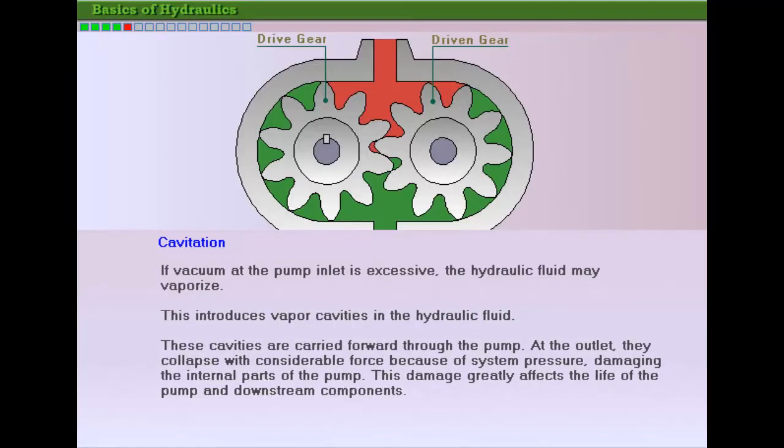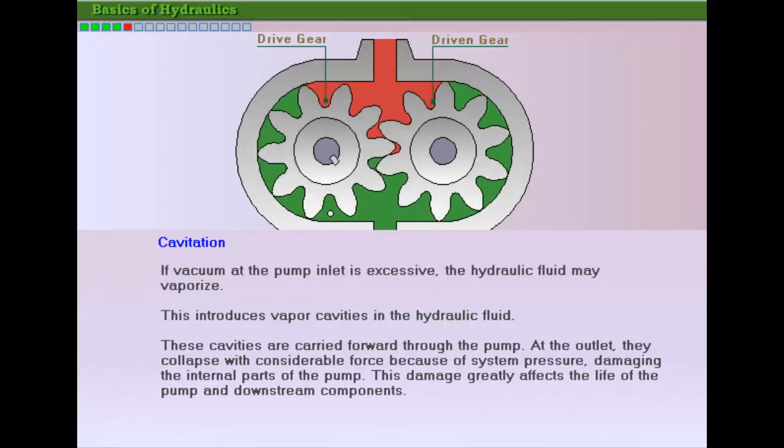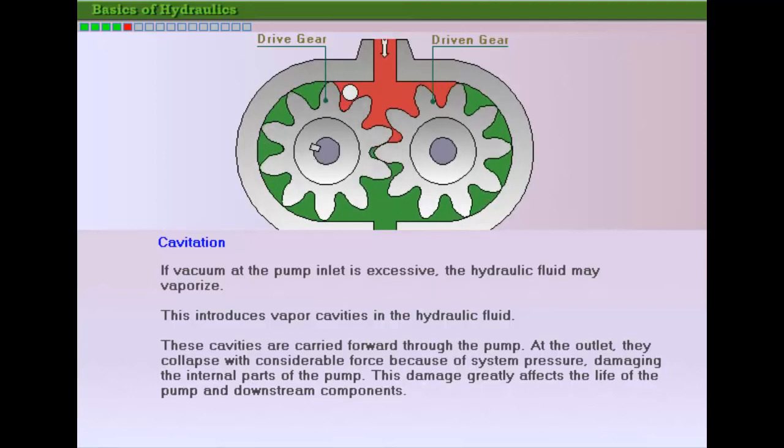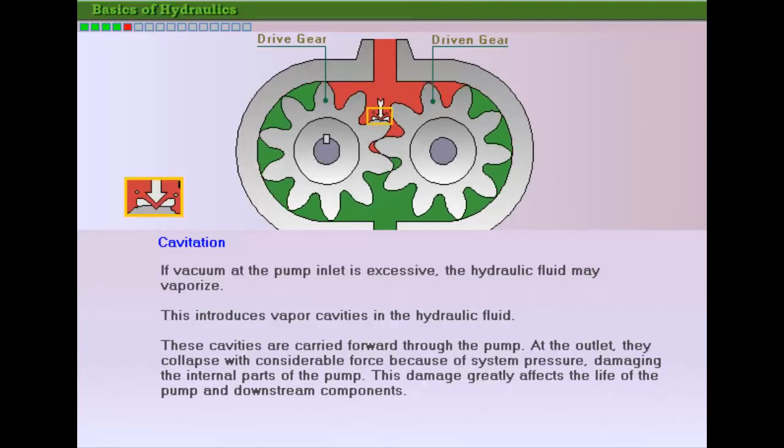Cavitation is a common problem which occurs in pumps due to excessive inlet vacuum. Very high inlet vacuum may vaporize the hydraulic fluid. These vapor cavities are carried inside the pump to the outlet and collapse with a considerable force when exposed to outlet pressure. This causes severe damage to the internal parts of the pump, and the resulting particles may cause damage to the pump and the downstream components.